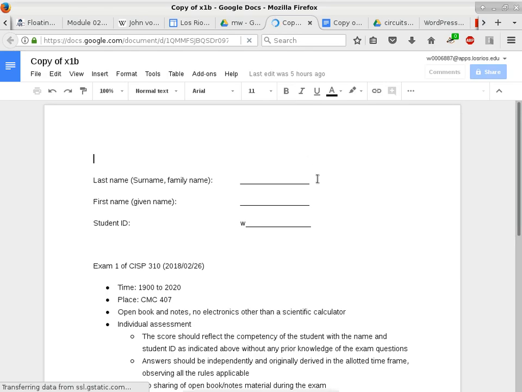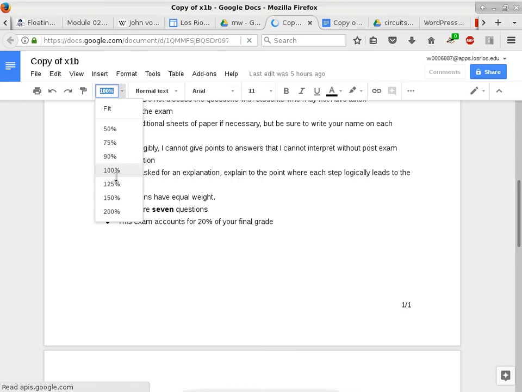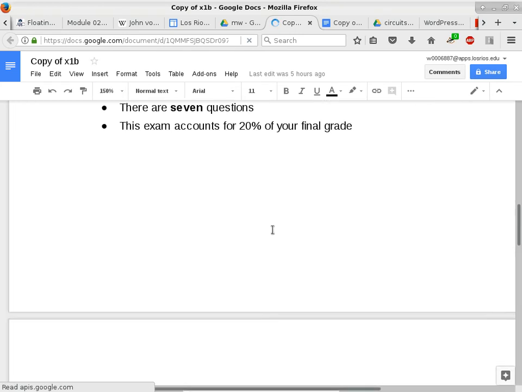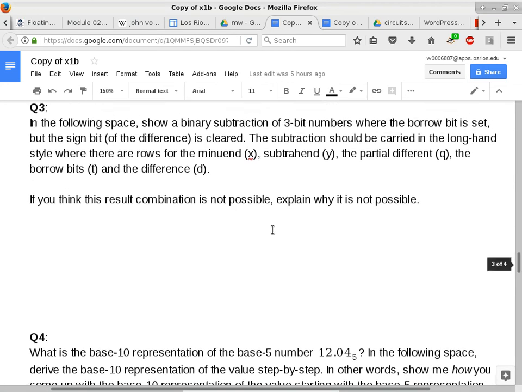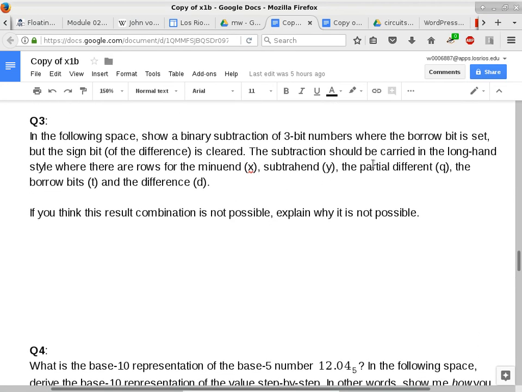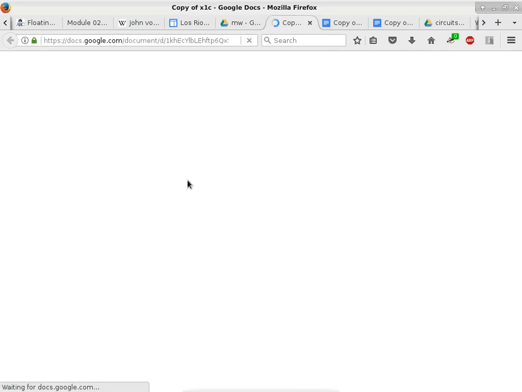This is version 2. And let's magnify. Pretty sure there's a different version for number 3. Okay, so this version is borrow flag is set, sign bit is cleared. Okay, maybe I'm wrong. We'll check the third one.